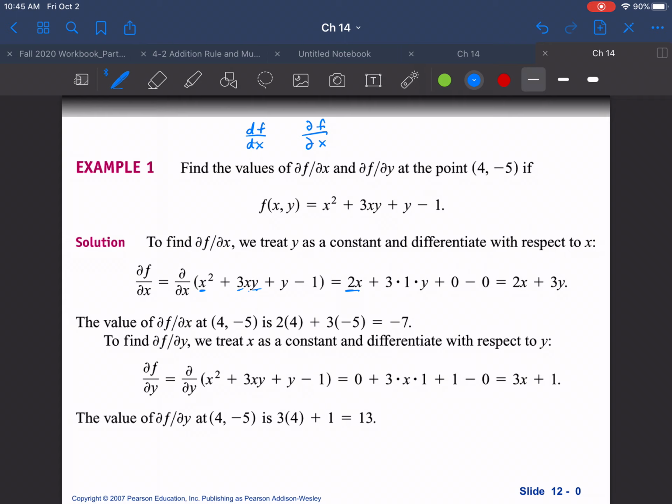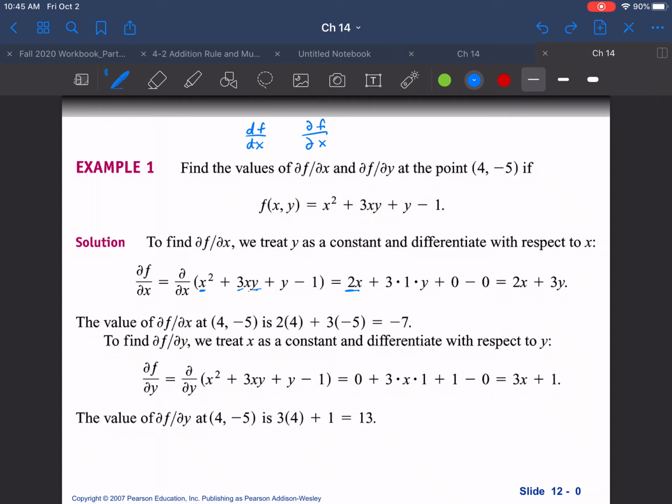So with our implicit differentiation, you would have had to do a derivative of 3x, and then also do the dy dx on there as well. But here we're treating it as a constant, so just the derivative of x becomes 1.